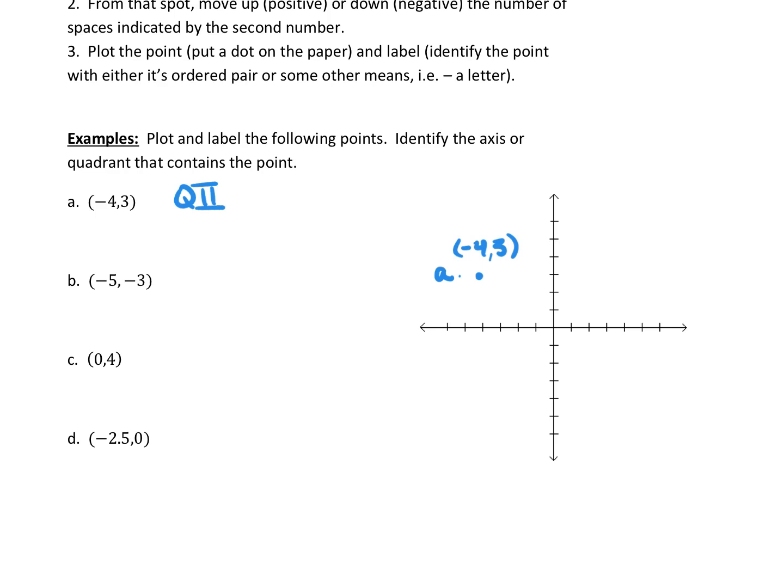All right, the next point we have is -5, -3. And so again, we are going to start at the origin. We are going to go 5 to the left, and we are going to go 3 down because the 3 is negative. And so if we go ahead and plot this point, it is right here. That's a little too low.